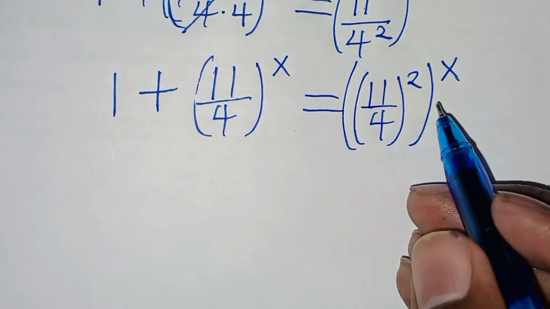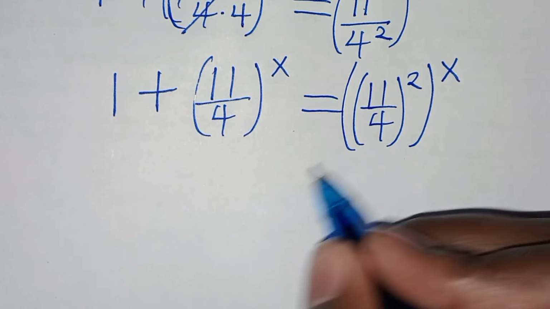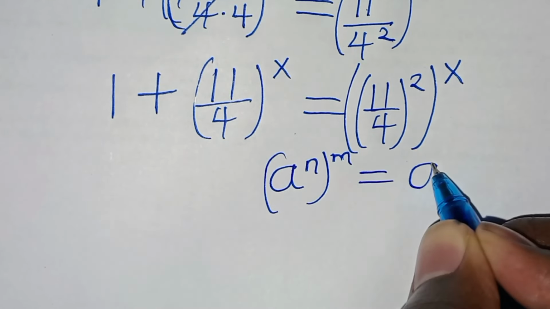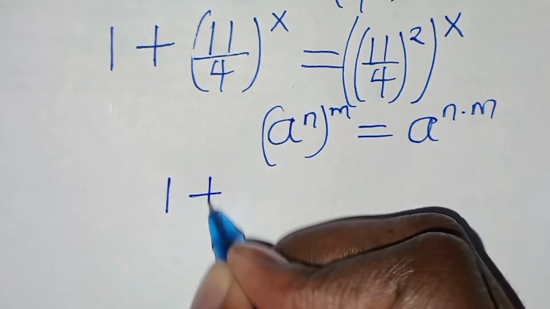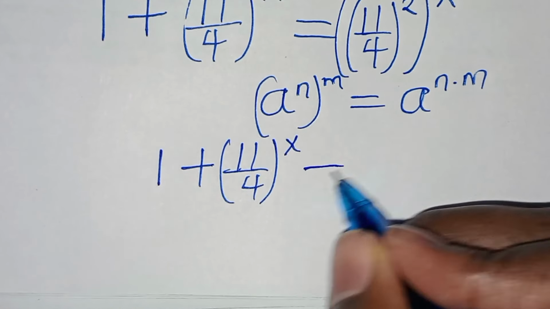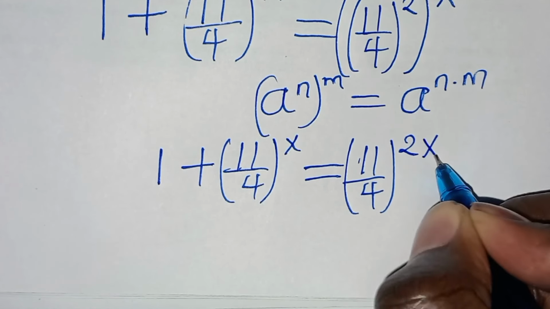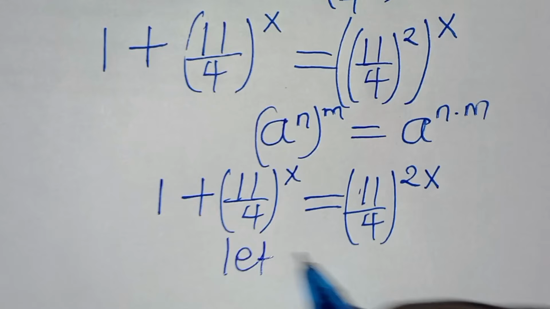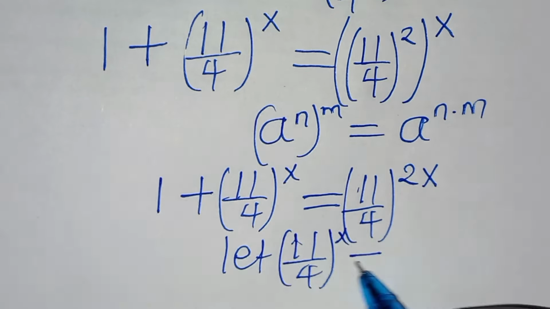The next step from here, we can express 11 over 4 raised to power 2 to power x. Remember, this is in the form of a to the power of n raised to power m, which can be expressed as a to the power of n times m. So this implies that here we have 1 plus 11 over 4 raised to the power of x. This is equal to 11 over 4 raised to the power of 2x. Okay, so the next step from here is we let 11 over 4 raised to the power of x be equal to u.